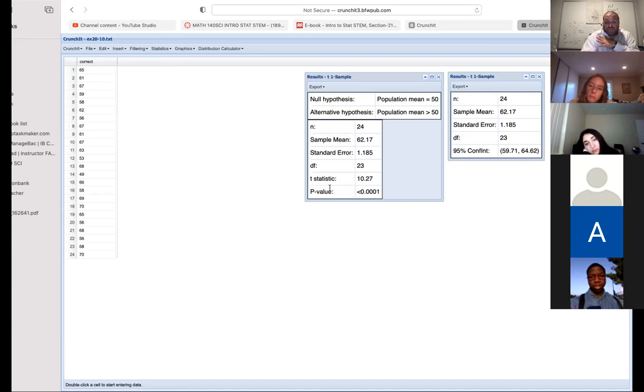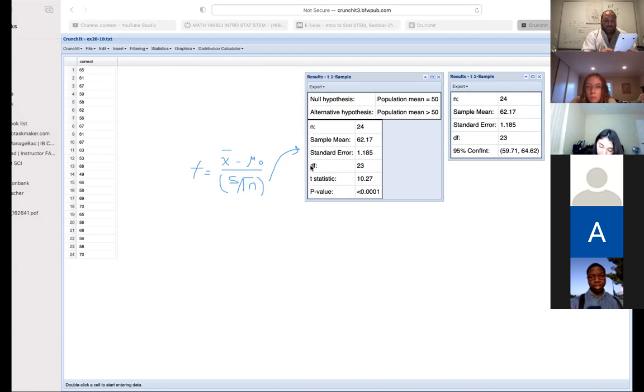And by the way, this T statistic, 10.27, let's see how they got that. I claim it's exactly that formula that I gave you. X bar minus the assumed mean under the null hypothesis, divided by S over the square root of n. Now, S over the square root of n already is the standard error. That is the standard error. So 62.17 minus 50, divided by 1.185, gives me, on my calculator, 10.27.